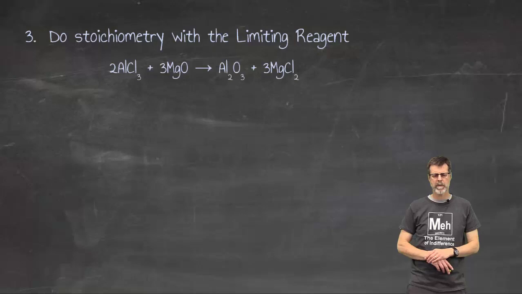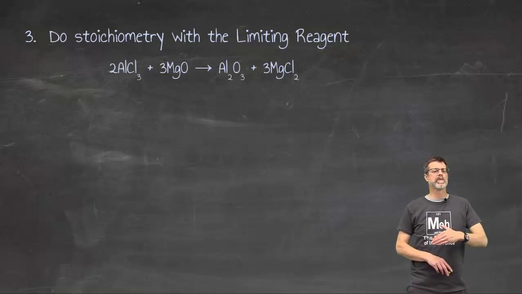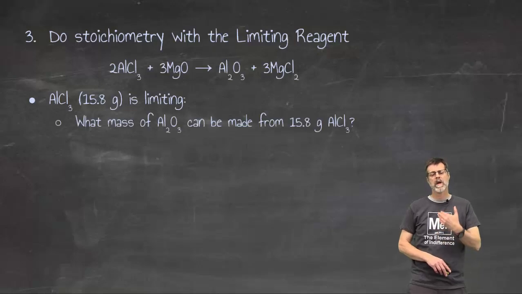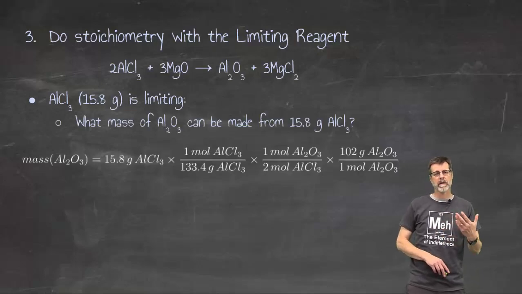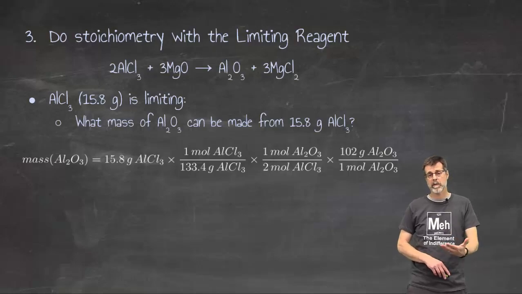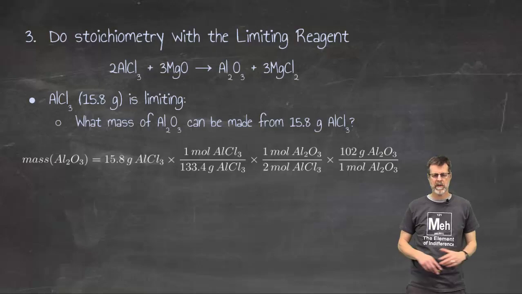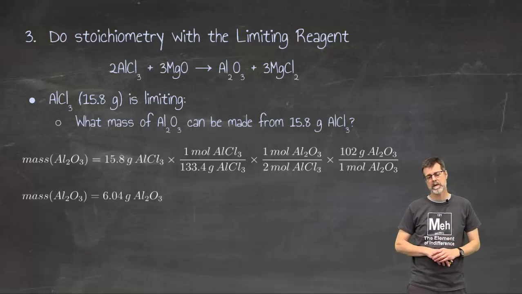Now I'm going to do the stoichiometry. I'm going to assume at this point that you're familiar enough with stoichiometry that you know how it's going to work, where I take the mass of the known, the aluminum chloride in this case, turn that into a number of moles of aluminum chloride, turn that into a number of moles of aluminum oxide, and turn that into a mass of aluminum oxide, just following the stoichiometry pattern as we've always had it, getting us a final number of aluminum oxide that I can make.